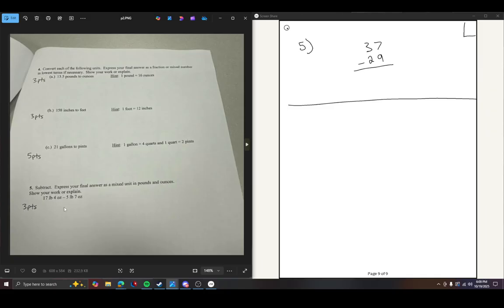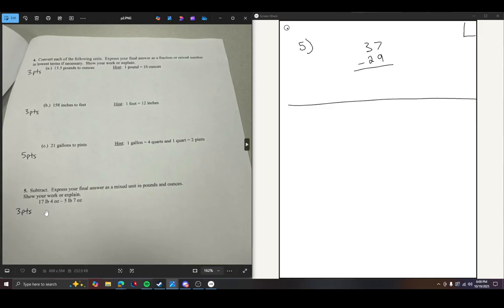So number 5, this one they make a little tricky too. Express your final answer as a mixed unit in pounds and ounces. So we're converting between pounds and ounces to pounds and ounces. We're just subtracting the two. So the tricky part is, let's say you were doing this subtraction problem, 37 minus 29, right? How would you do this?